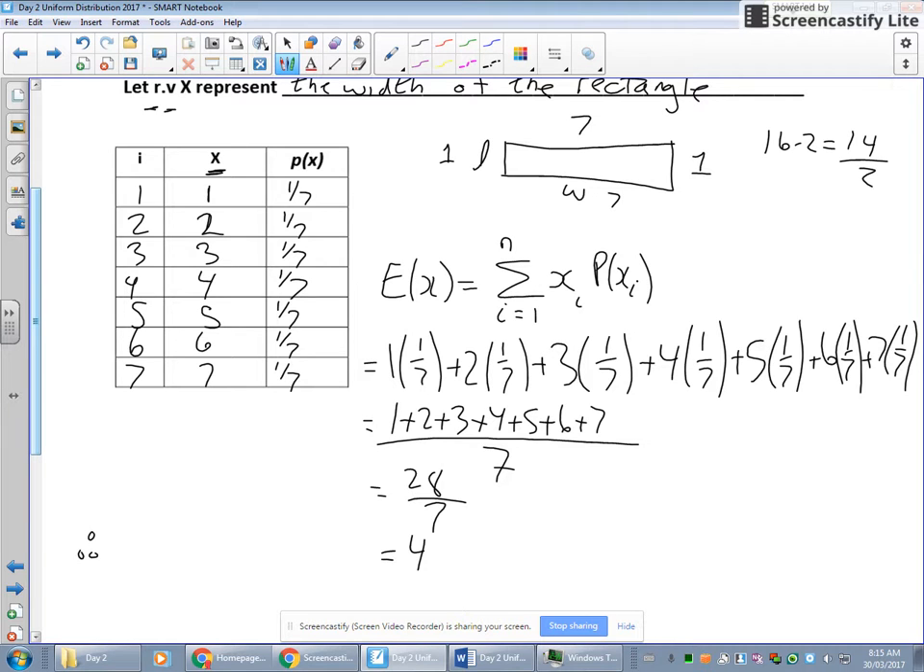Finish with the concluding statement. Therefore, the expected value is 4 units.